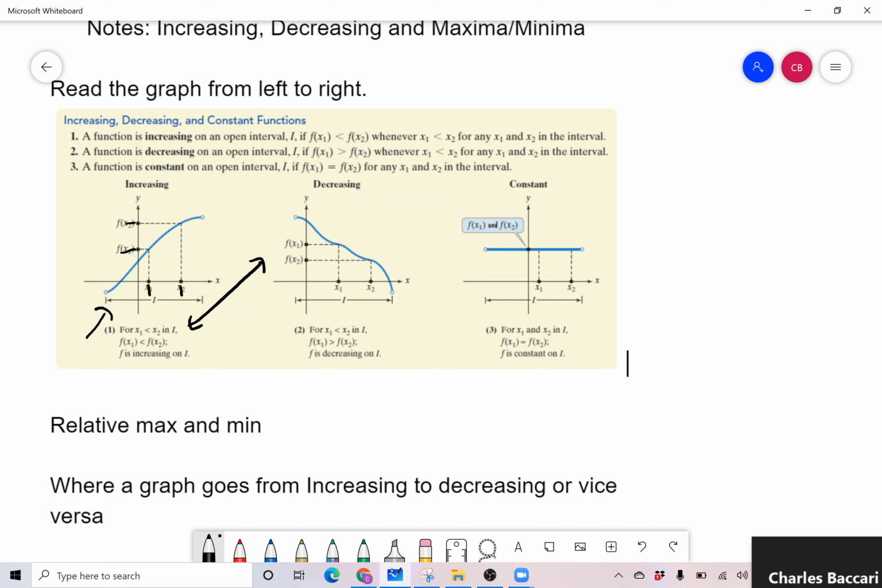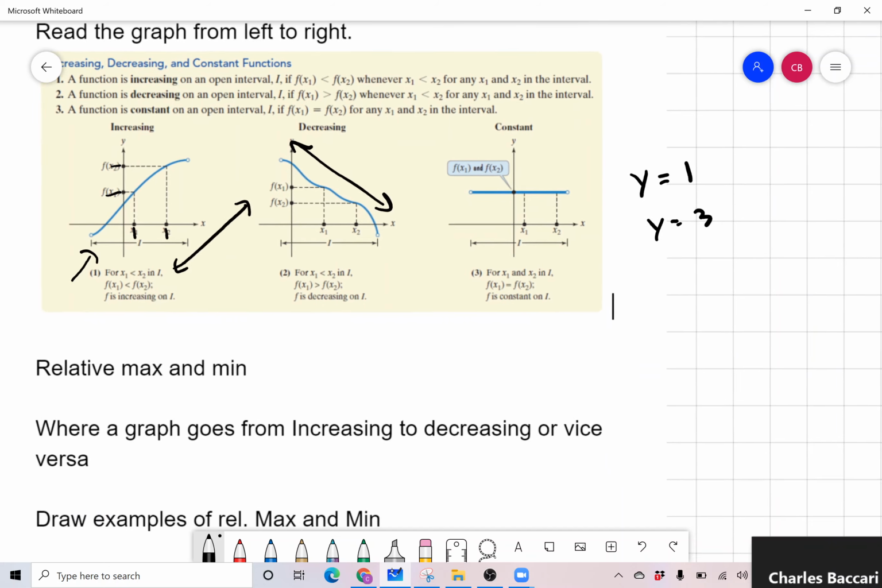Okay, and similarly, a function is considered decreasing if whenever this happens, that happens. And so you can kind of see it doing the decreasing one. And then if f of x1 is equal to f of x2, then we consider it a constant. And this is when you have the line y is equal to 1, y is equal to 3, and things like that. Okay.